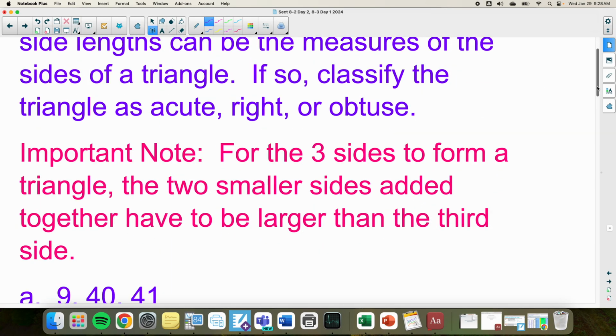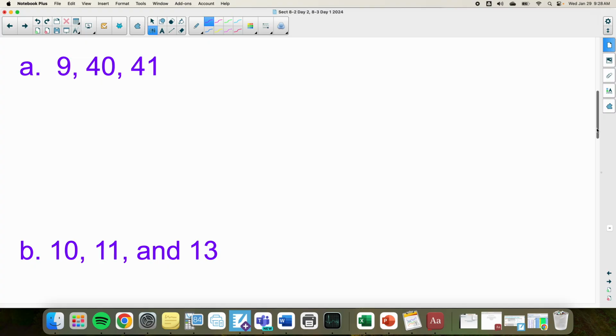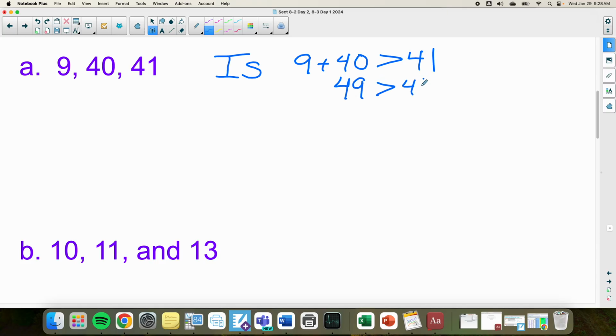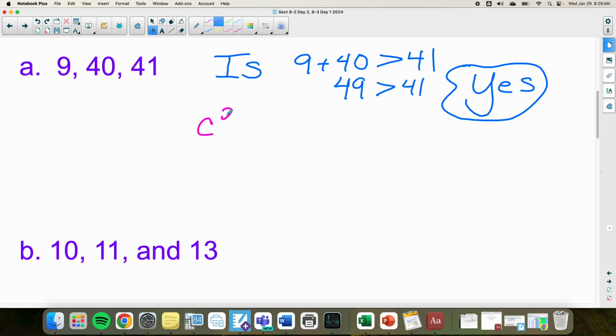So let's try this. Let's go down here, okay? First question you always think is, are the two smaller sides greater than the third side, okay? Is 49 greater than 41? Is it? Yes. When it's a yes, that means we're going to keep going with the problem, okay? So now I'm going to put c squared and a squared plus b squared, and I want to find what goes in between there.